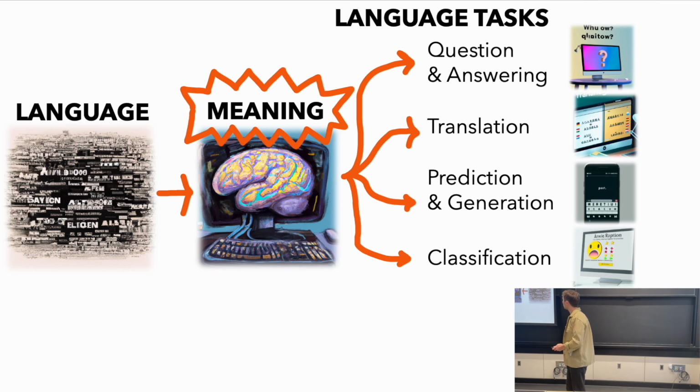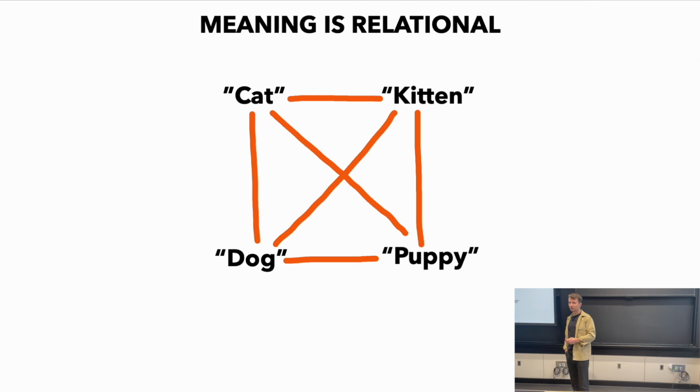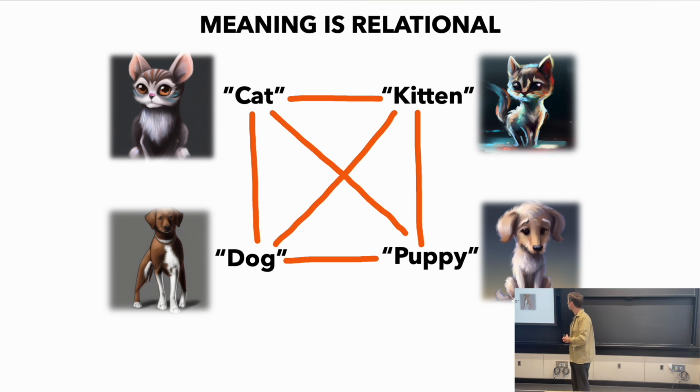So let's start looking at some words and try to understand if we can encode the meaning of these words. Here we have cat, kitten, dog, and puppy. Just to understand that meaning is very nuanced, let's add some pictures to help us see that there are a lot of components to these different concepts.